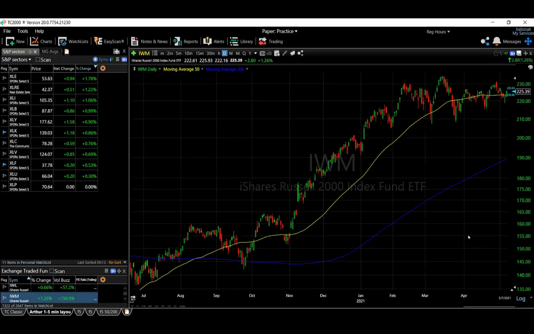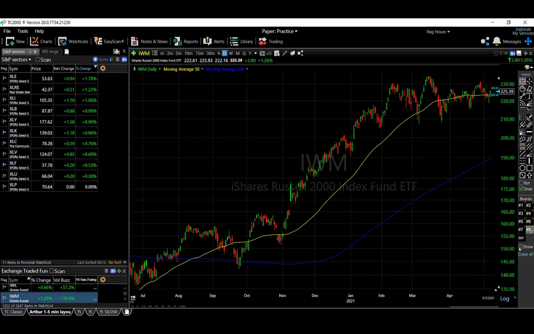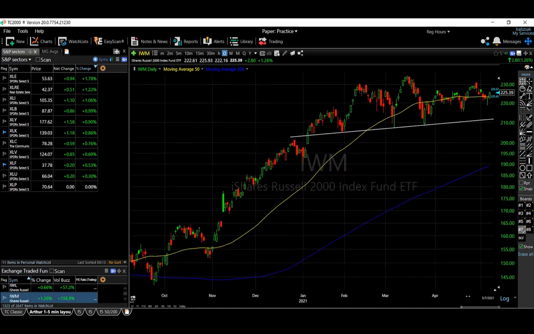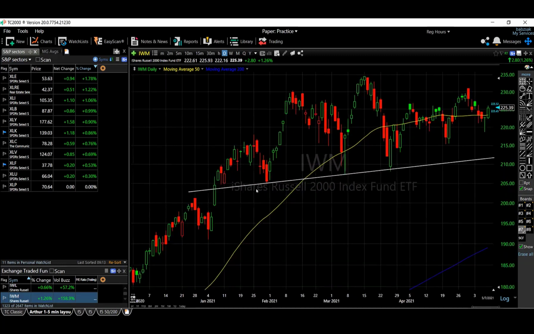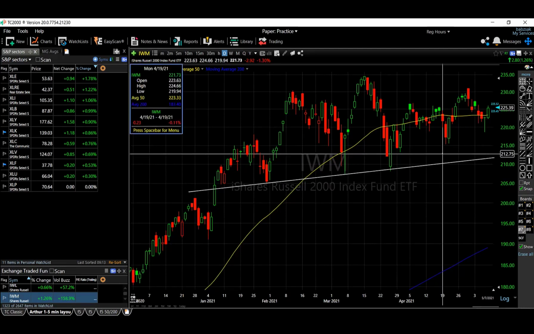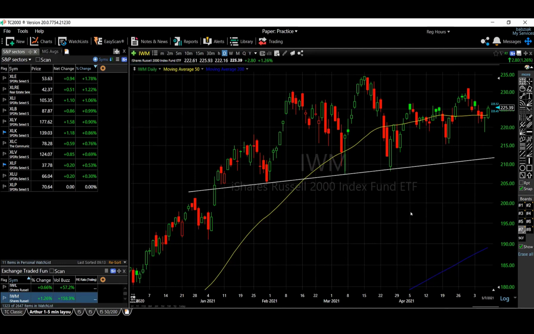So anyway, let me pull up... Yeah, I think there could be a complex head and shoulders here in IWM. Yeah, right. It's not a simple one. You can see the neckline's around 213 or so, 212.